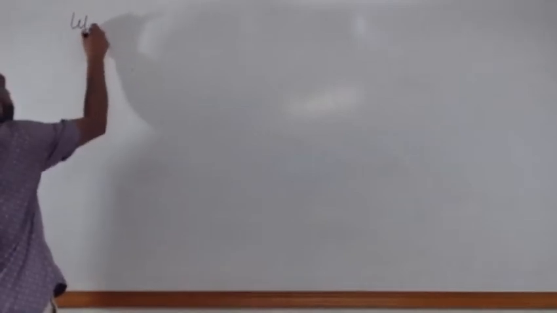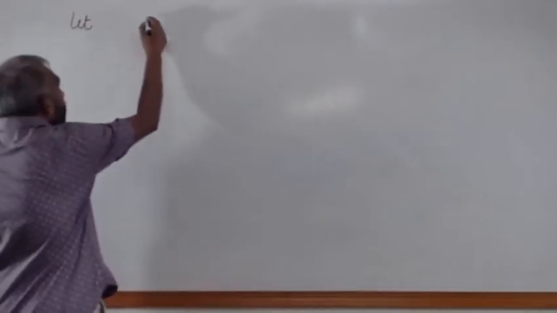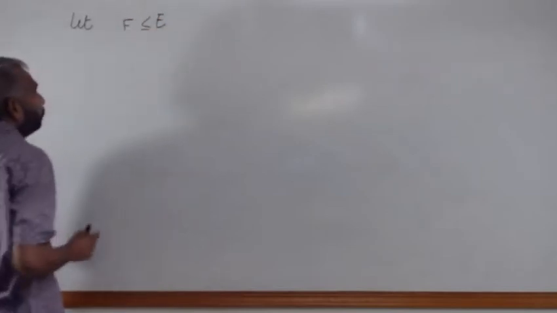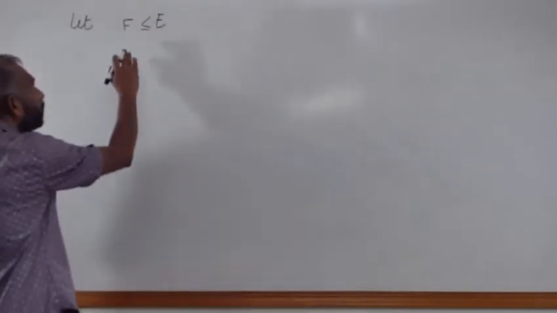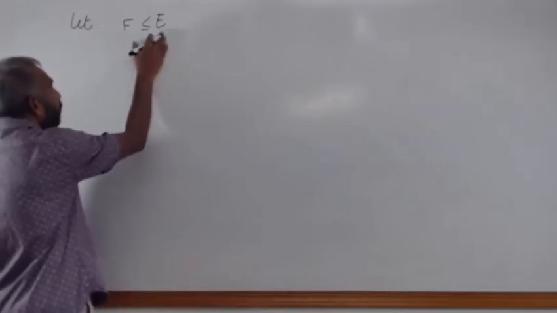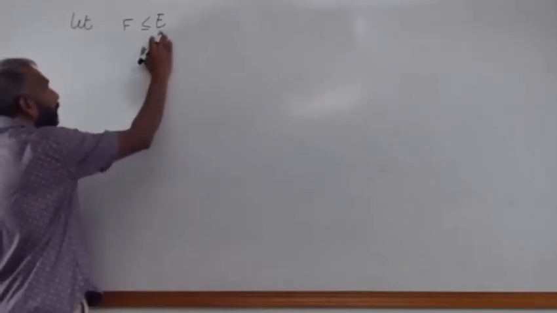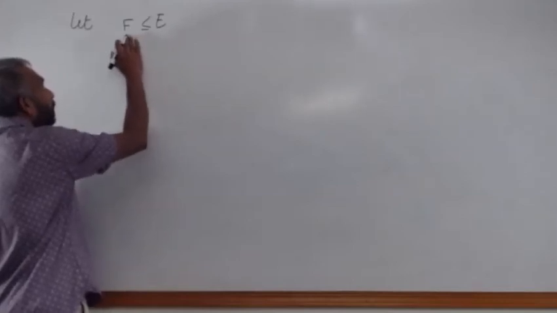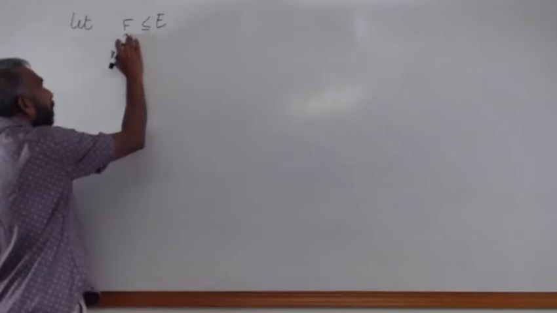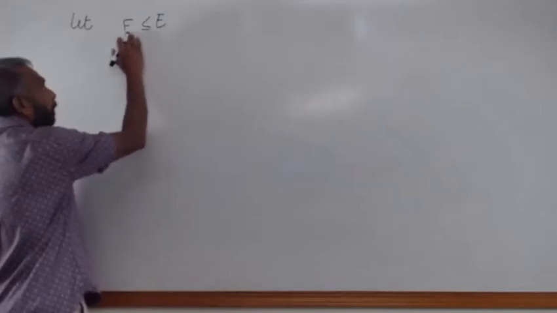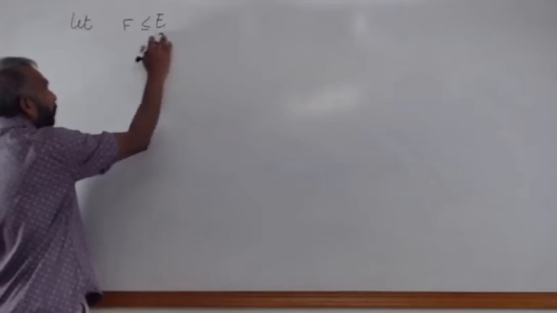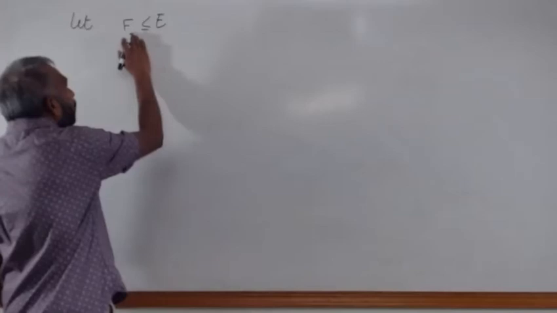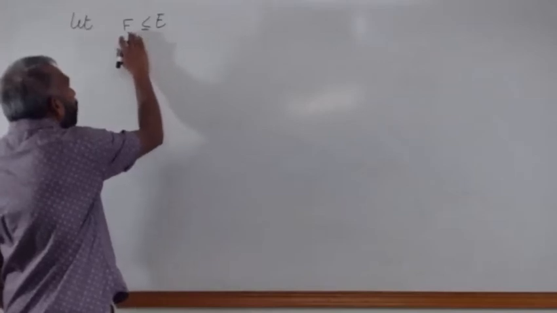So let E be an extension of F. Just an extension, it is not an algebraic extension, just an extension of F. So this may contain elements that are transcendental over F or algebraic over F. We have both. But I am only considering the elements that are algebraic over F.